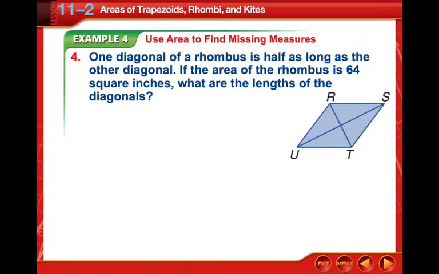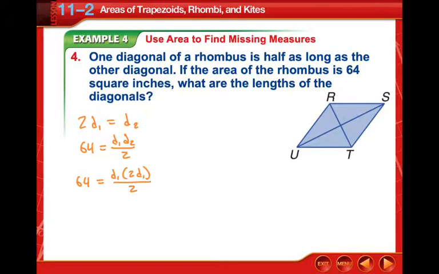So now again, here we have a rhombus. This one has some things going on. One diagonal of a rhombus is half as long as the other diagonal. If the area of the rhombus is 64 square inches, we want to find the lengths of the diagonals. So we're working backwards here, but we do know some information about the 2 diagonals. We know that 2 times diagonal 1 is equal to diagonal 2. We also know that the area of a rhombus is 64, and that's going to be equal to D1 times D2 over 2. So if I replace D2 with 2D1, it's 64 equal to D1 times 2D1 over 2.